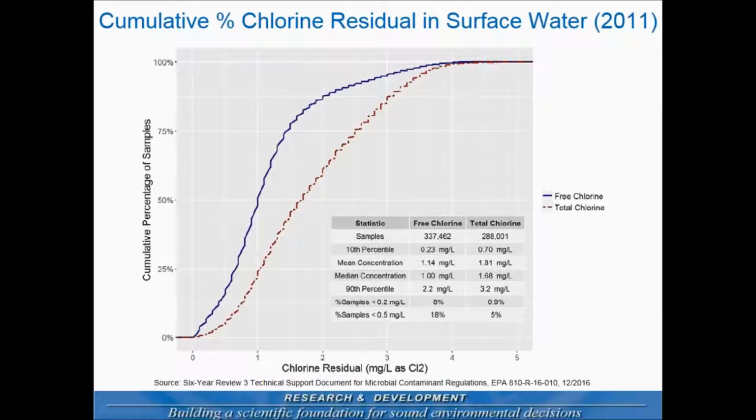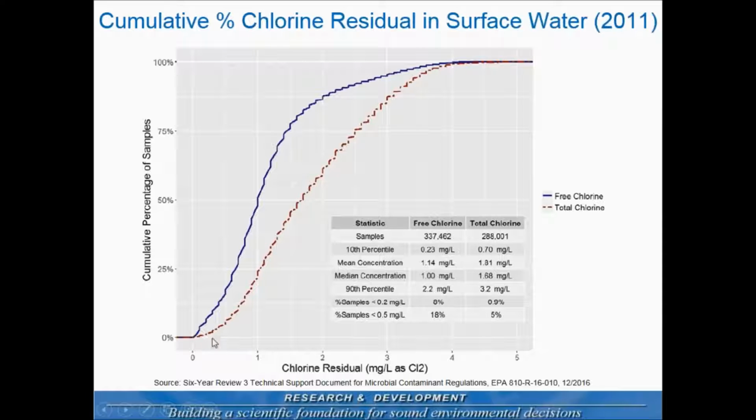First, looking at the cumulative percent chlorine residual in surface water, this data is taken just from the year 2011. The chlorine residual is on the x-axis here on the bottom. The cumulative percentage of samples is on the y-axis. So if, for example, you look at a chlorine concentration of 1, go up to the free chlorine line, it happens to be at 50%. So that means 50% of the samples are below 1, and 50% of the samples in the database are above 1.